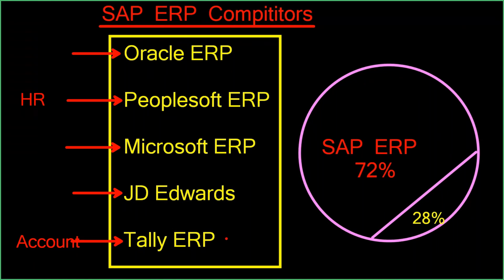But Tally ERP is not supported for the HR department, not supported for the material department or plant department. Tally ERP is only for accounts purposes. PeopleSoft ERP is only for HR related activities. But SAP is not only for HR related activities, and not only for the accounts department. SAP ERP supports 200 plus modules. That is the reason SAP ERP is number one in the world in ERP. These other companies share just 28% only.